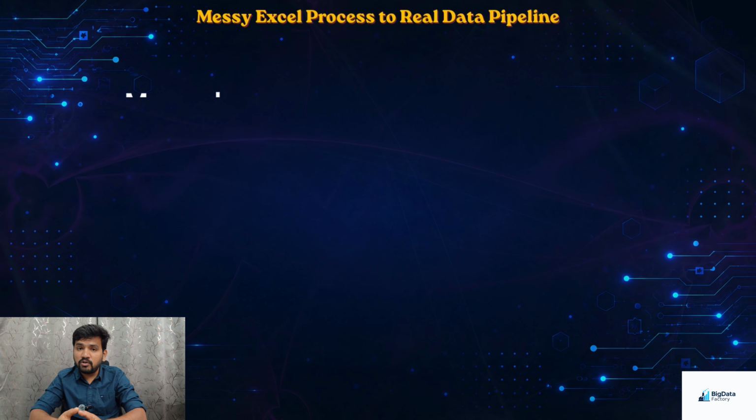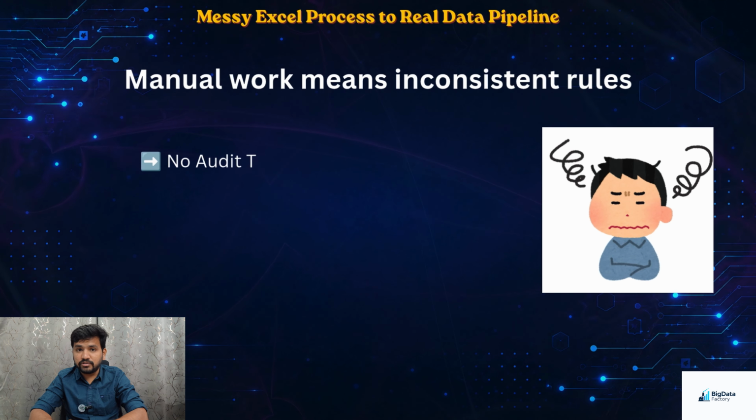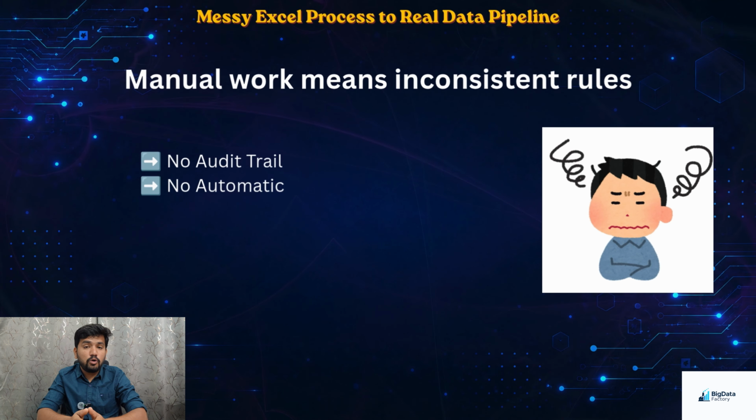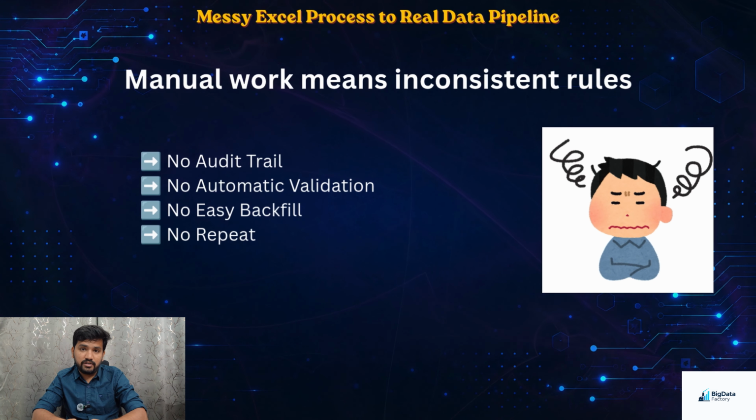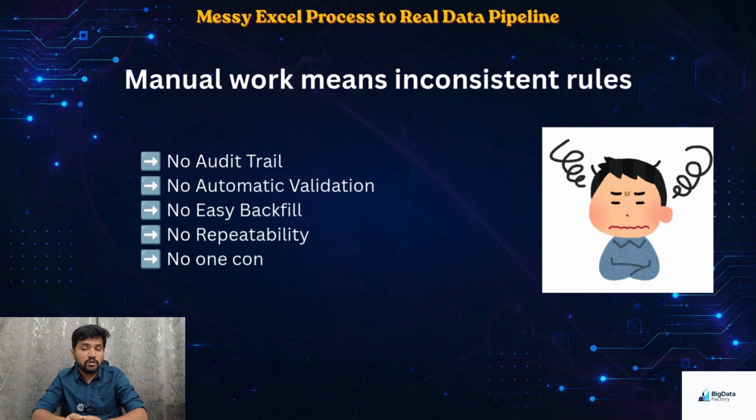This works when there are 5 files. It becomes painful when there are 50. And it becomes completely unreliable when there are hundreds. The problem is not just Excel. The problem is manual work. Manual work means inconsistent rules. No audit trail, no automatic validation, no easy backfill, no repeatability, and no one is fully confident in the final output. So the goal is simple.